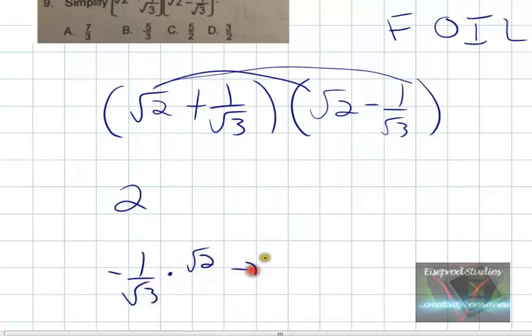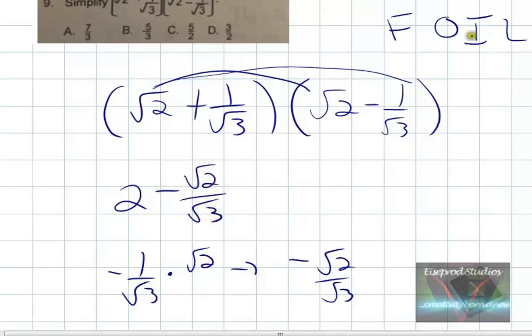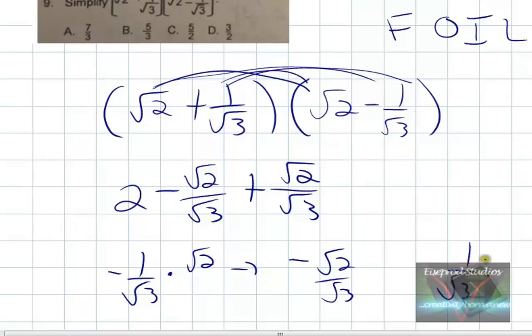So that would just be negative root 2 over root 3. I'm going to write that right here. So it's going to be minus the square root of 2 over the square root of 3. Then we move on to the inner terms, which is these two. This time it's going to be positive square root of 2 over square root of 3. And then we do the last two terms. So 1 over the square root of 3 times negative 1 over the square root of 3.